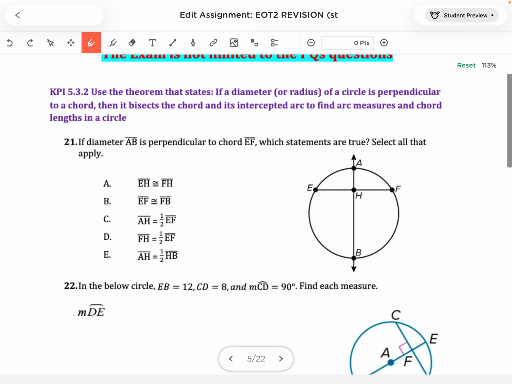If AB is perpendicular to the chord EF, that means this one equals this one, or this one equals this one. Select all that apply. EF equals FG, that is correct. EF equals BF, no. AH is half EF, no. FH is half EF, that is correct. And the last one is not correct. Next.